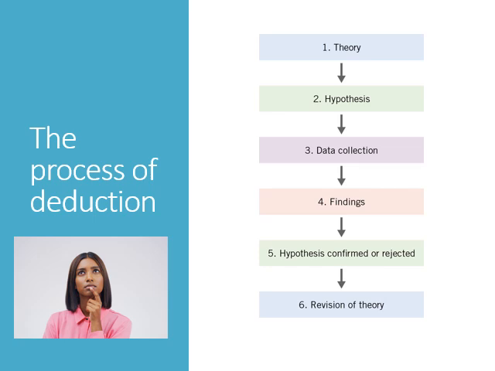Step two would be the hypothesis. So, from that theory, researchers derive a specific hypothesis, and this is basically a testable prediction that relates directly to the theory. So, the hypothesis provides a clear statement of what the researcher expects to find if the theory is correct. Step three is data collection, and data collection involves gathering empirical evidence to test the hypotheses.